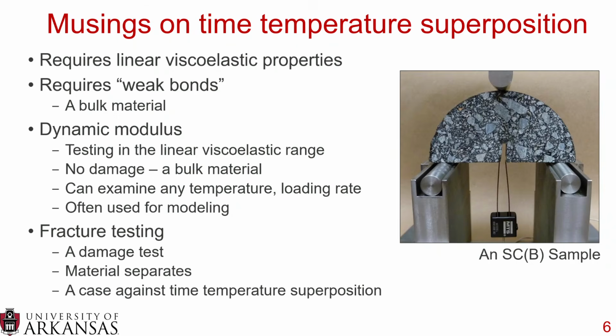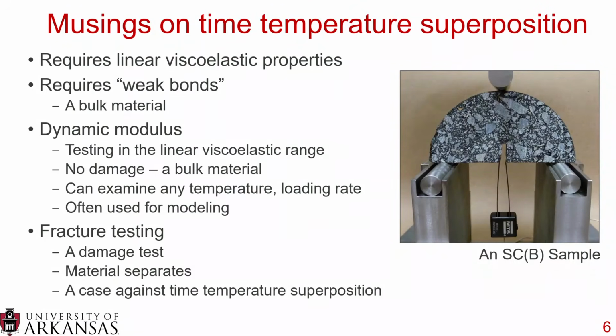So when you think about it, fracture testing is inherently a damage test. A macrocrack develops. In the sample on the right, that loading head pushes down. You can see that mechanically inserted notch. A crack forms, a macrocrack forms, and your sample fails. So your material actually separates. And this is a case against time temperature superposition because you no longer have a bulk material.